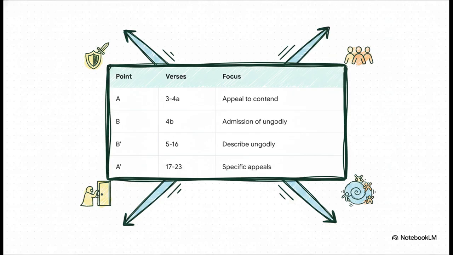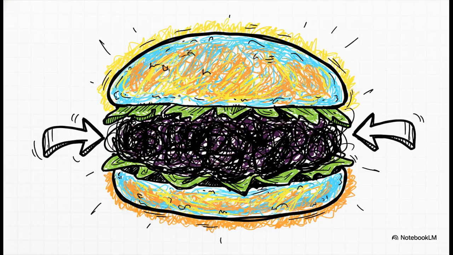But then, and here's the genius part, he completely reverses the order. In B prime, he spends verses 5 through 16 specifically describing these ungodly troublers. And finally, in A prime, he circles right back to where he started, delivering specific exhortations to his readers about how to contend for the faith. Think of it literally like a mirror, or honestly, even a sandwich. This visual structure proves that Jude's primary concern is actually exhorting his righteous readers, not just condemning the ungodly troublers.